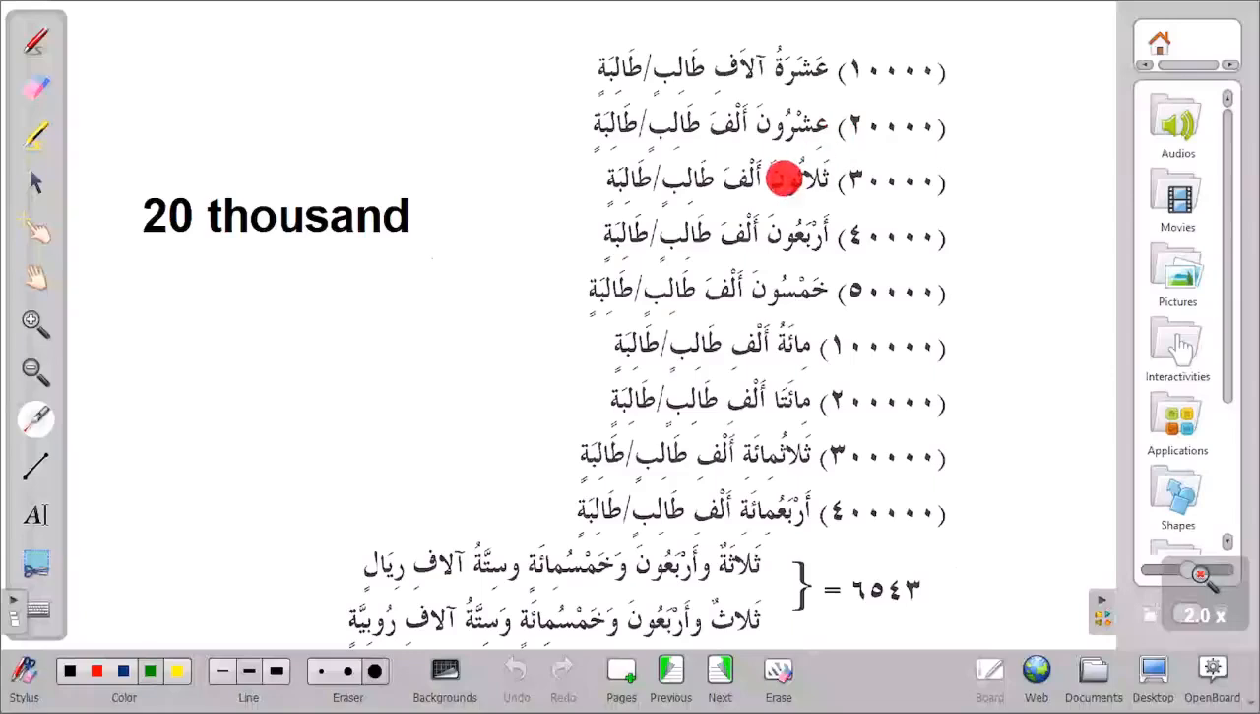Okay. So ishruna alfan, thalathuna alfa talibin or talibatin, arba'una alfa talibin, khamsuna alfa talibin, mi'atu alfi talibin. You see here we have crossed 99. I said from 11 to 99. Here it is not 99, it is 100,000. So we have crossed 99, and it will now come back to mudaf ilayhi. Hope that is clear.